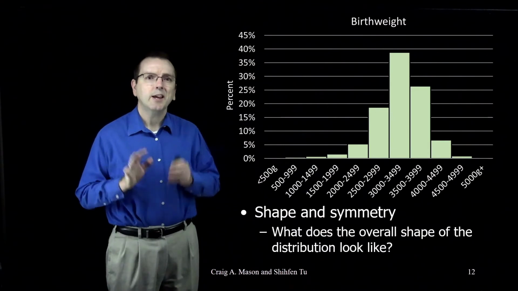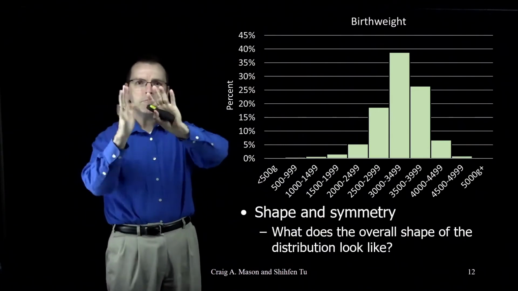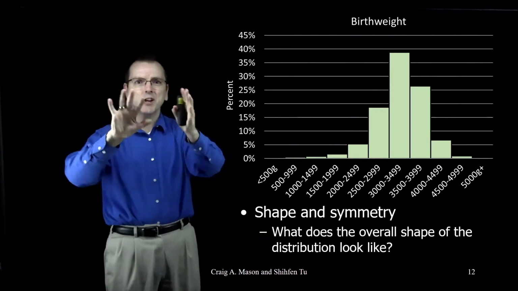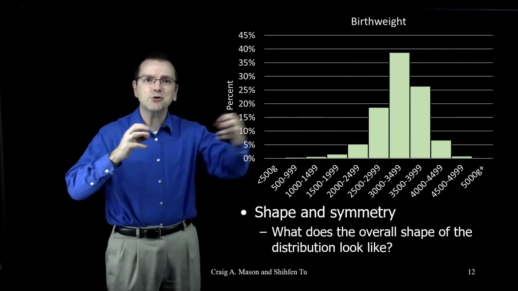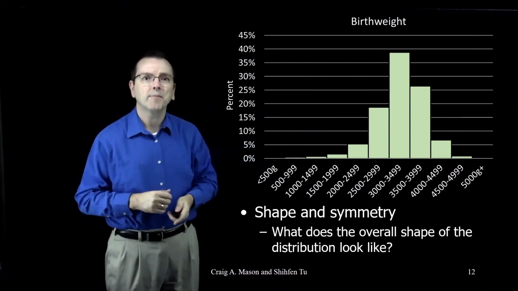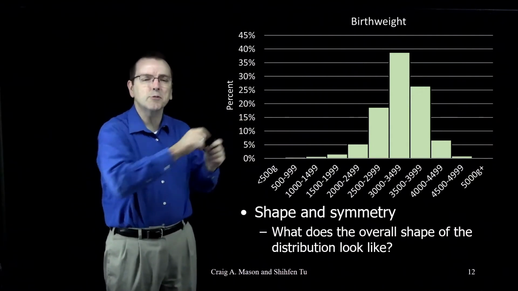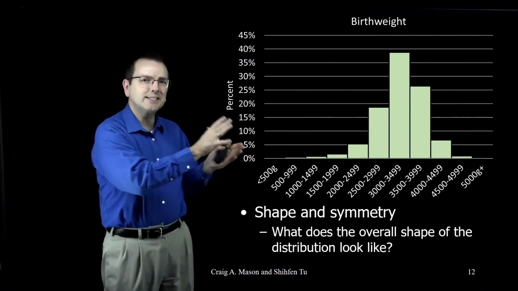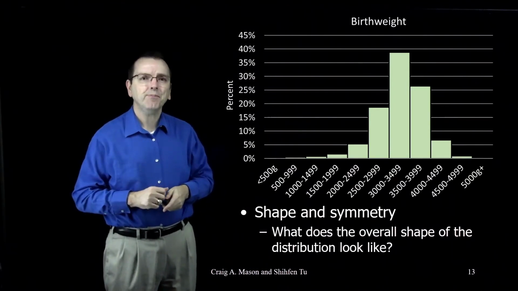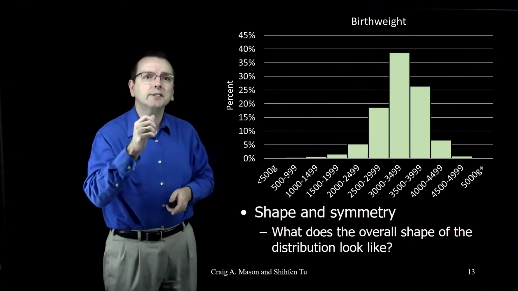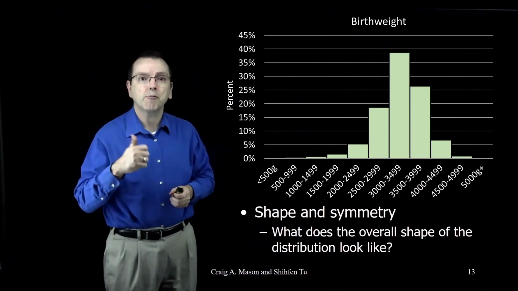Now, the third key feature that I want to talk about in this video is the overall shape of the distribution. In particular, is it symmetric and kind of a mirror image of each other on both sides of the middle, or is it a little lopsided or stretched one way or the other way? This distribution for birth weight is pretty symmetric, right? But not perfectly so.